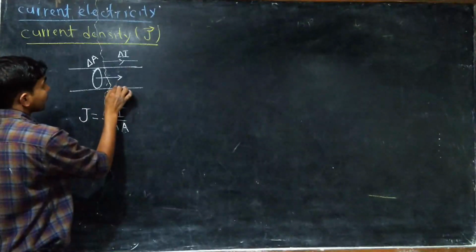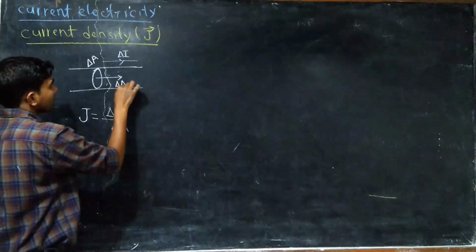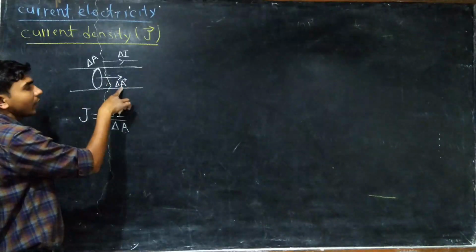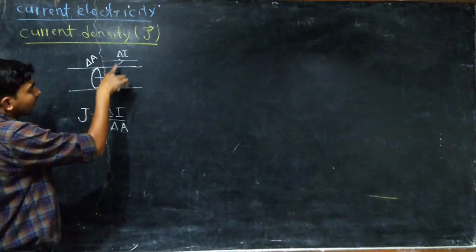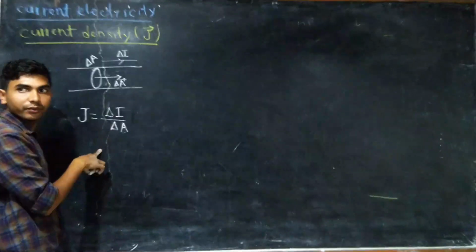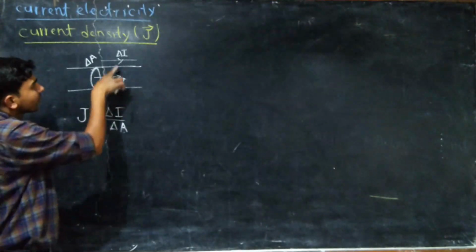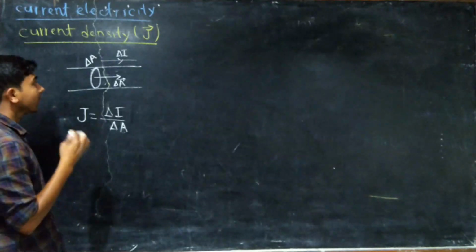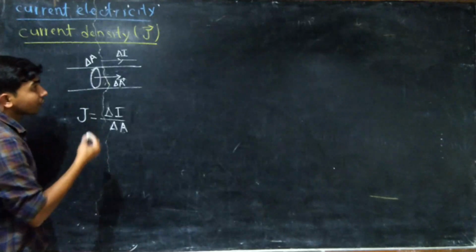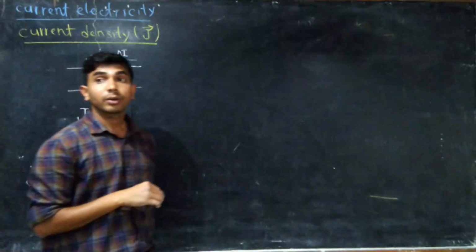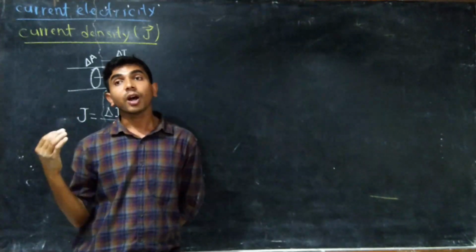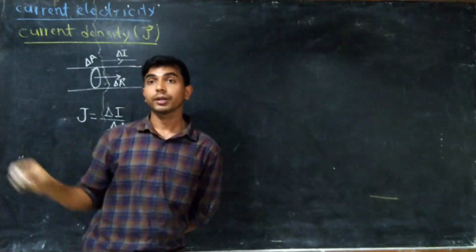This is the direction of delta A. Here you can see the current as well as the area vector are along the same direction. That means current is perpendicular to this area. But suppose current is not perpendicular to the area, or the area is not perpendicular to the current. In that case, how can we calculate J?